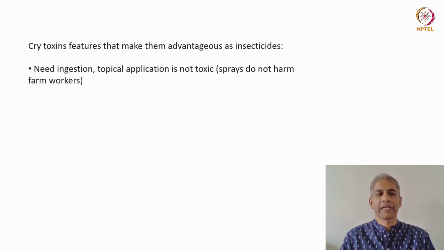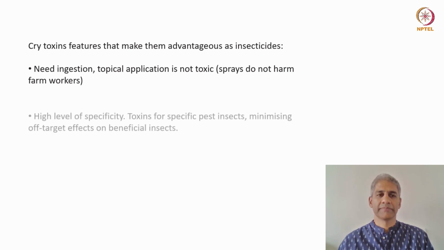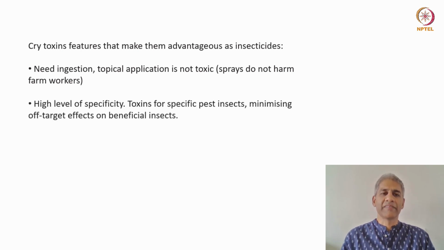And if you look at it in more detail, the Cry toxin needs to be ingested, so it can't just be applied topically. So spraying it on a plant will not harm a farm worker. And in particular, the Cry toxin, to work, needs a high pH, which is found in insect guts. It also has a very high level of specificity. So particular crystal toxins act against particular insects. This level of specificity is very good so that you don't harm beneficial insects.